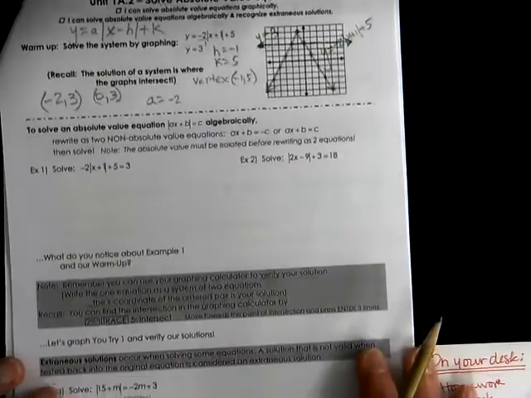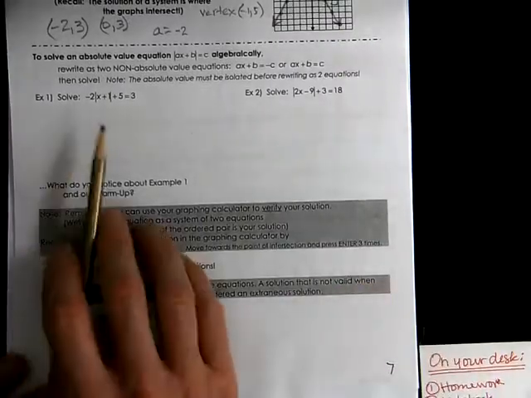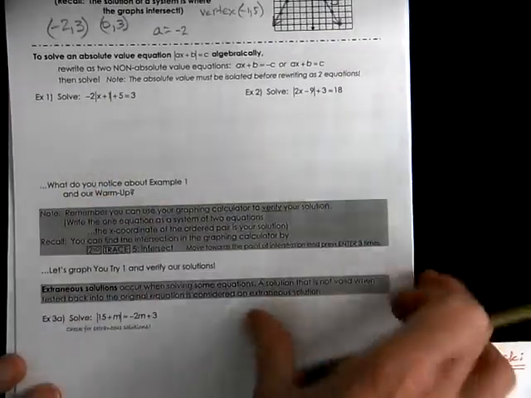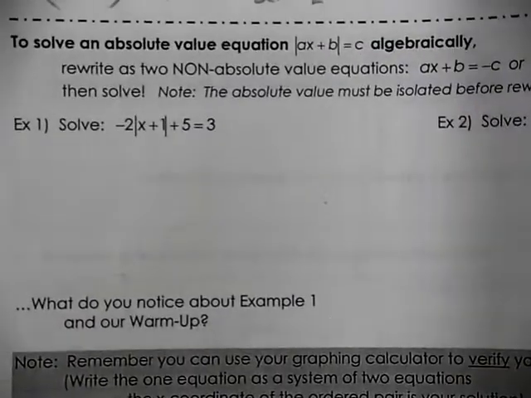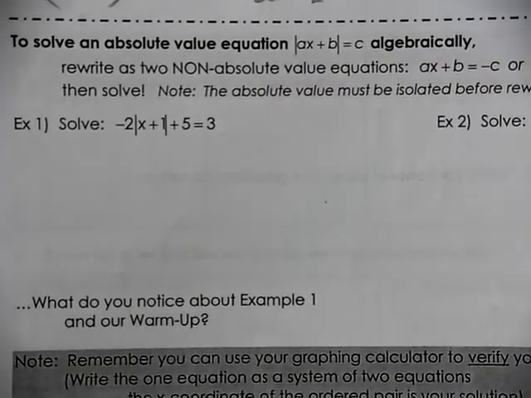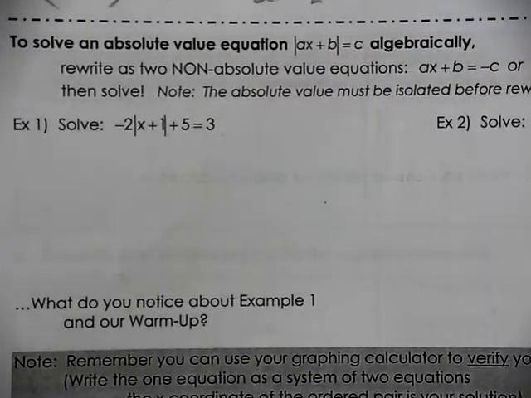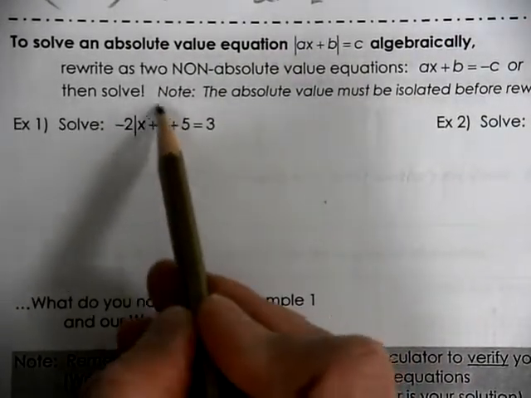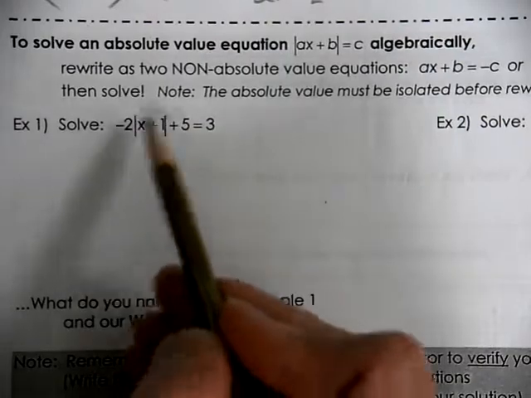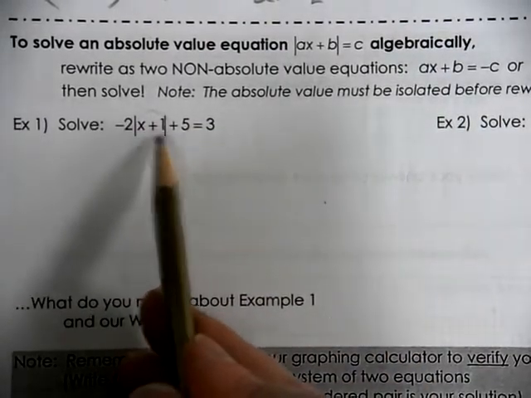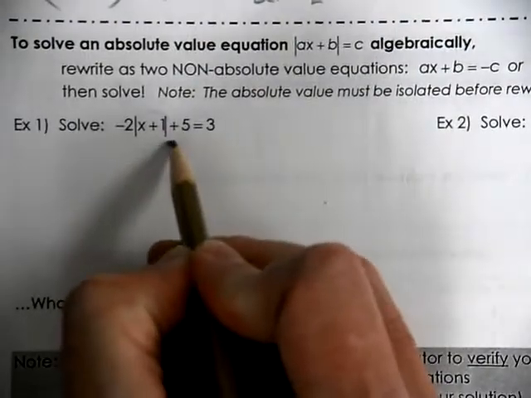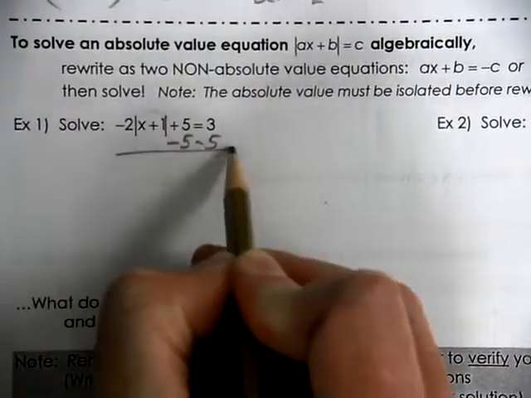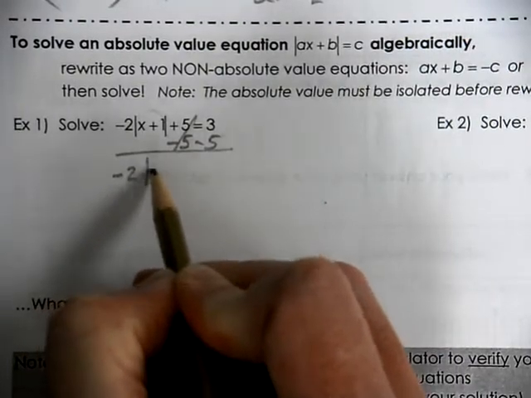So next we're going to slide down and solve this same problem algebraically. Sometimes graphing is not a great solution. If the intersection doesn't come out as a perfect whole number, then algebraically it's going to work a lot better. So the first thing we want to do is isolate our absolute value. Absolute value is the values inside the bars. We want to get that all by itself. So we're going to move the 5 over to the other side.